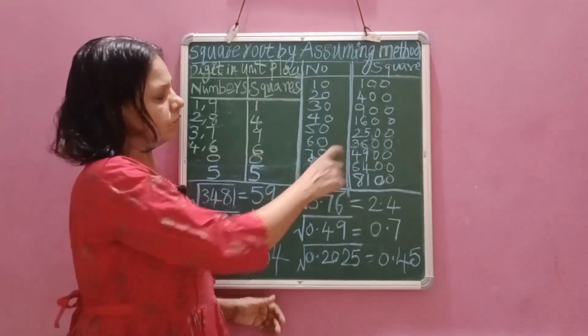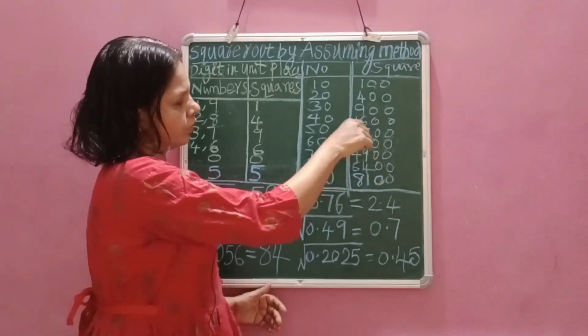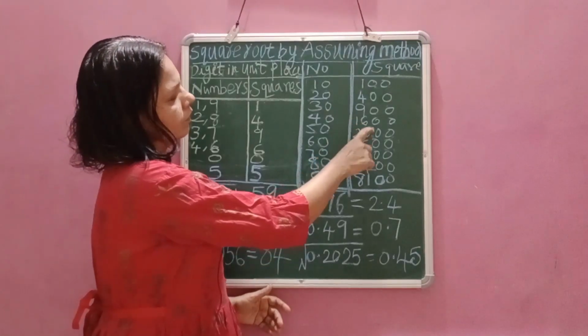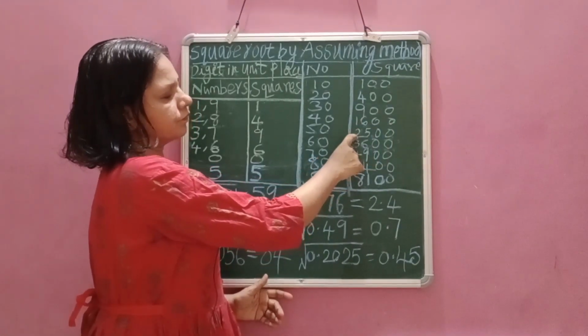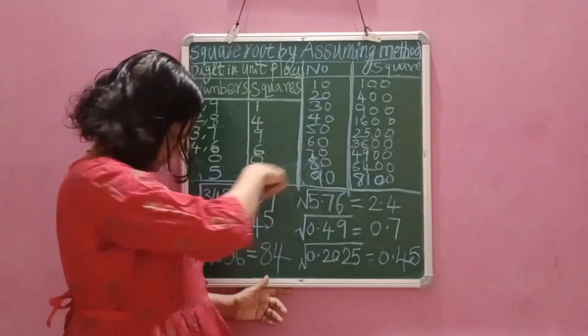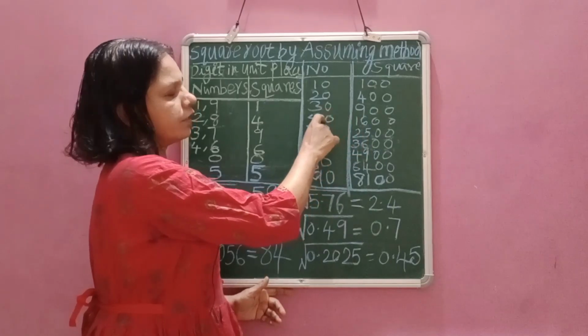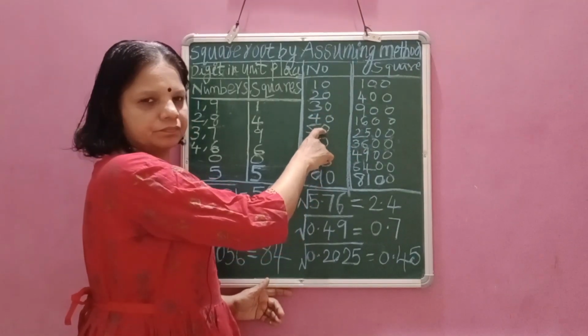2025. Where does it lie in between which perfect squares? See here. It lies in between 1600 and 2500. Correct? So the square root will lie between their square roots. That is 40 and 50.